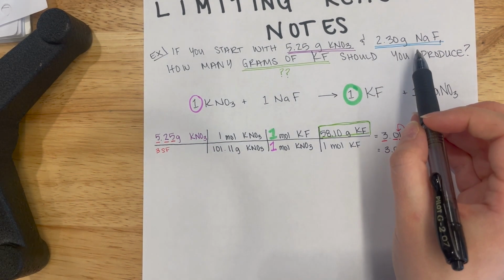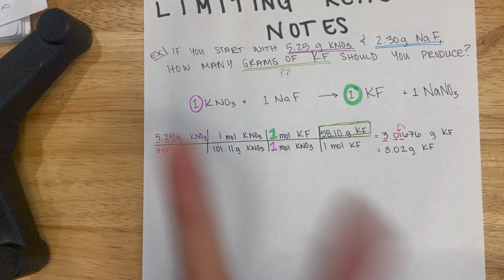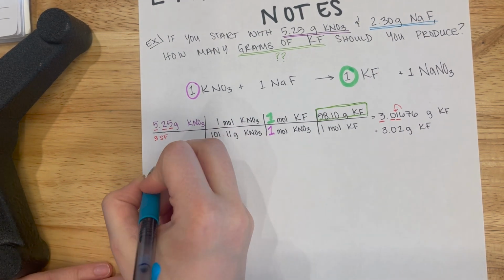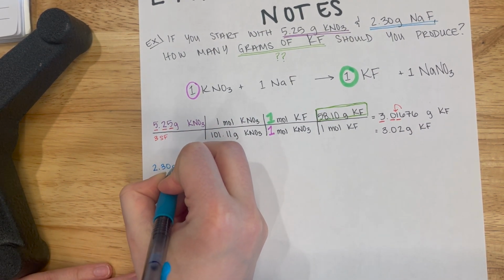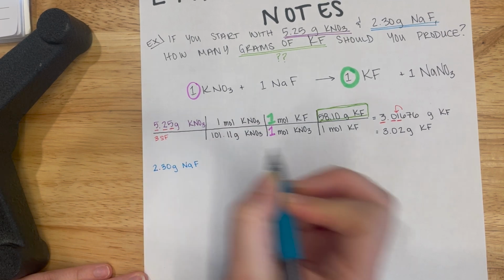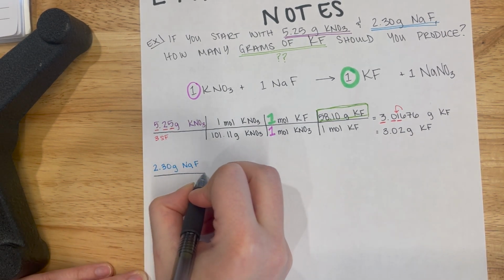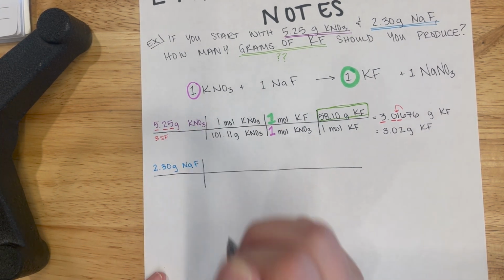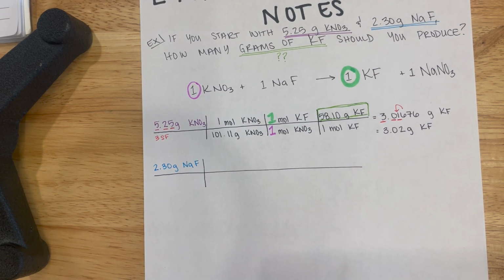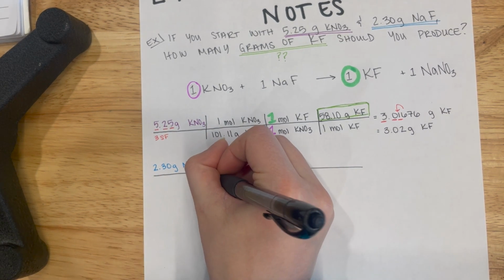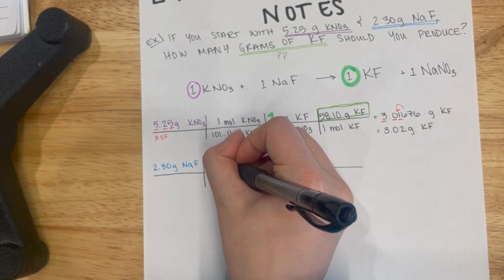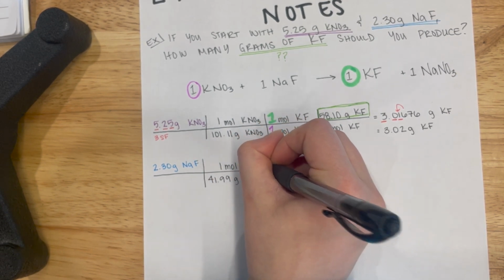But we have another starting value, so we now have to solve this a second time. Should be a little faster, we already have some things that we know. So now we're going to solve it with 2.30 grams of sodium fluoride as our starting value. So go ahead and add up our molar mass of sodium fluoride. Hopefully you got 41.99 grams of sodium fluoride is equal to 1 mole of sodium fluoride.